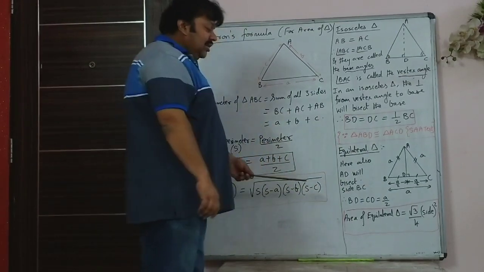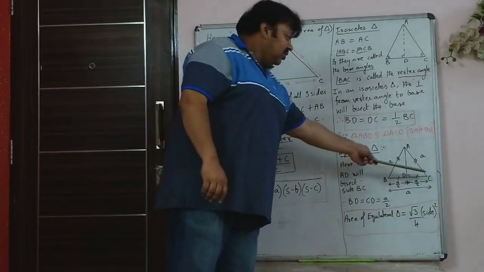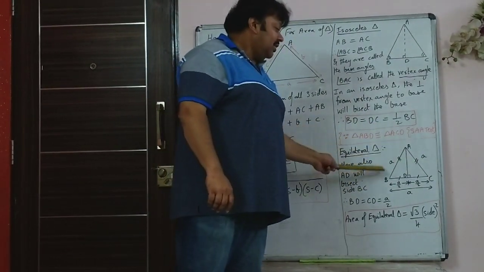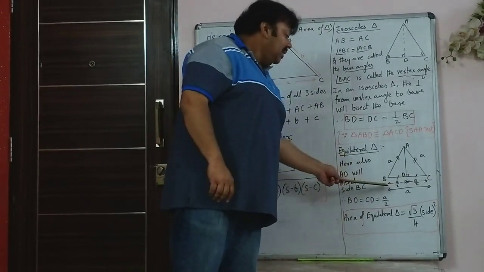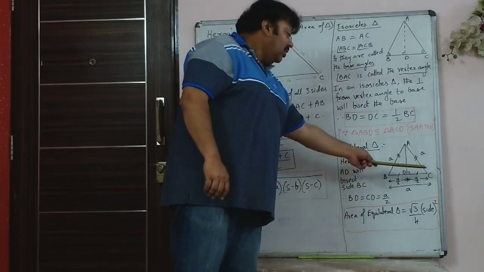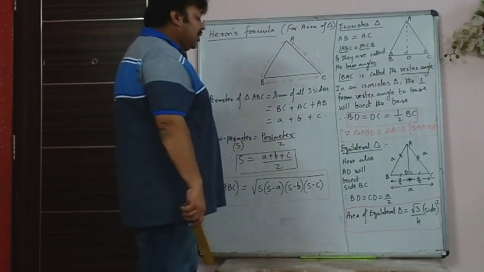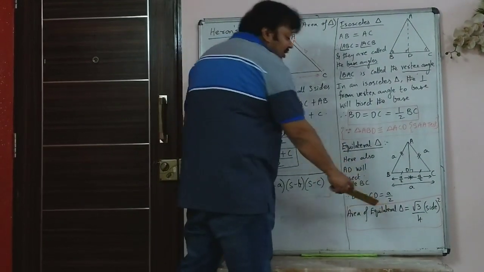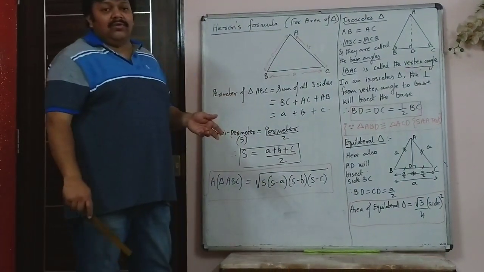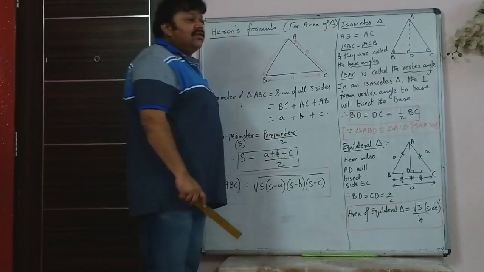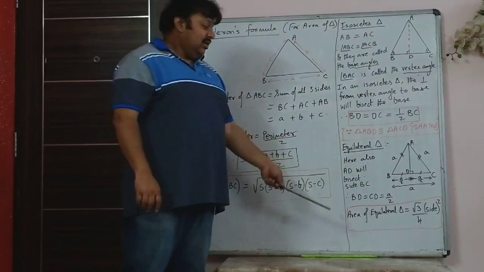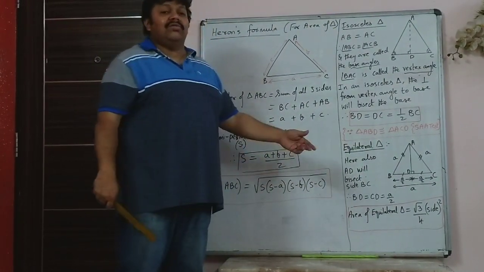Equilateral triangle, same thing. Of course, in an equilateral triangle all three sides are equal, say a. So BD is a by 2 and CD is also a by 2. And in this case, there is a special formula for the area of an equilateral triangle, that is root 3 upon 4 side squared. Side is a, so root 3 upon 4 a squared.